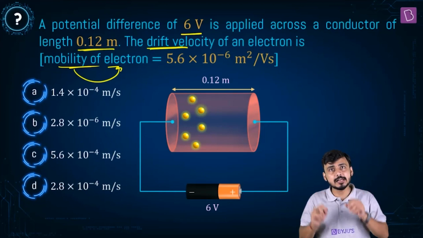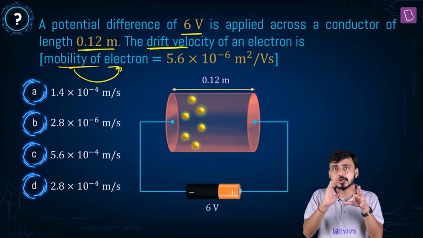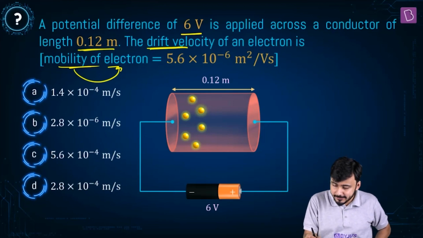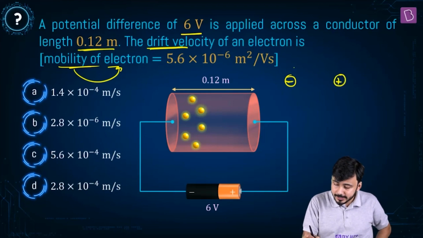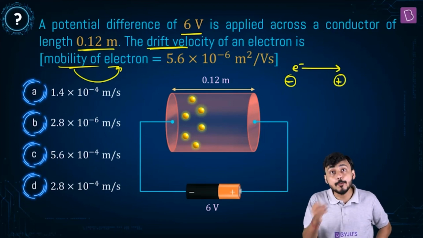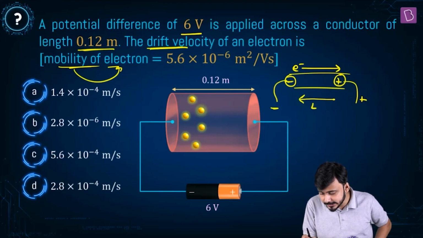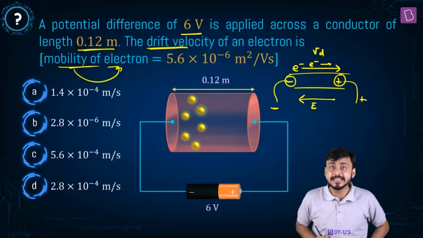When you apply the electric field, the electrons start drifting from one end of the conductor to the other end, from the negative end, or from the lower potential to the higher potential, to the positive end. Electron starts drifting opposite to the electric field. If this is the material, this is the positive terminal of the battery, this is the negative terminal of the battery, then the electric field gets generated like this. So electrons start drifting opposite to the electric field, with some drift velocity which we know as Vd.